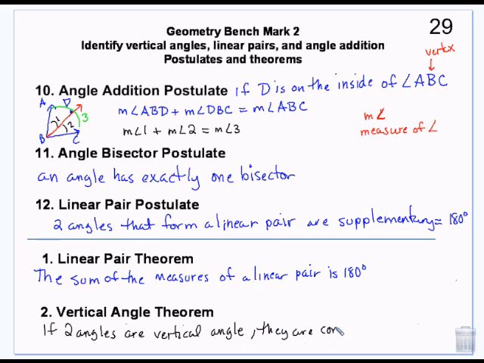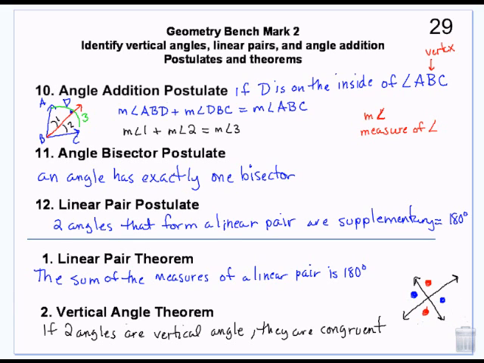Now, vertical angles are congruent. Okay, so if I draw this picture here, I get two pairs of vertical angles. The measure of this angle and the measure of this angle are the same. The measure of this angle and the measure of this angle are the same. Okay, so vertical angles are congruent.